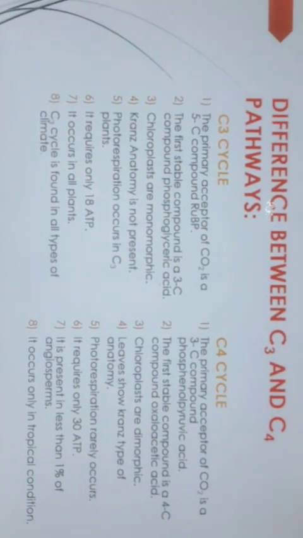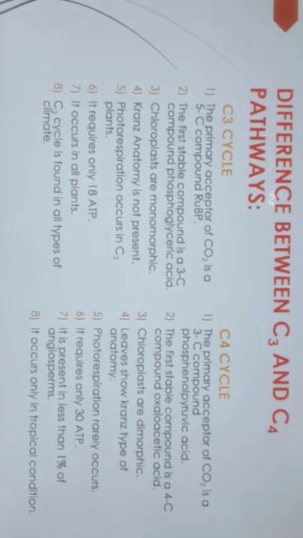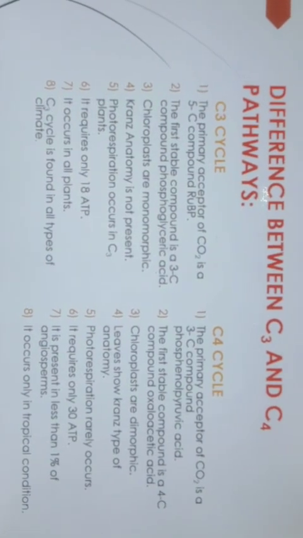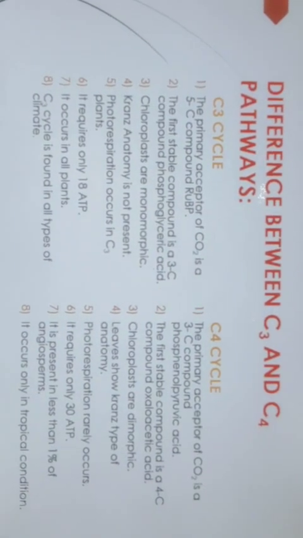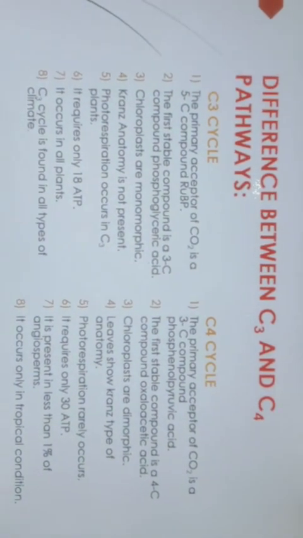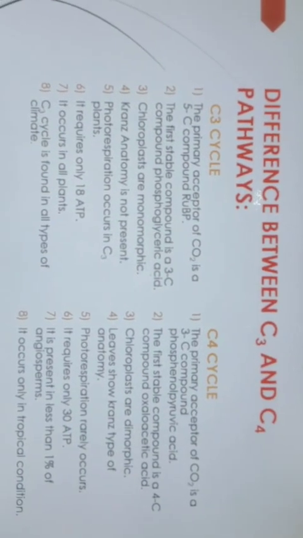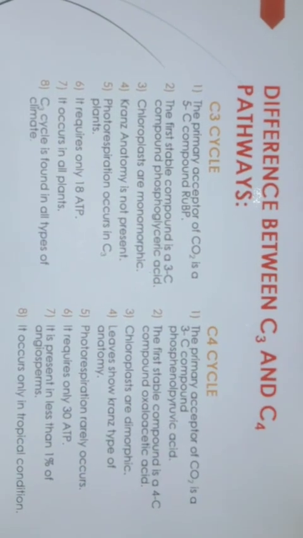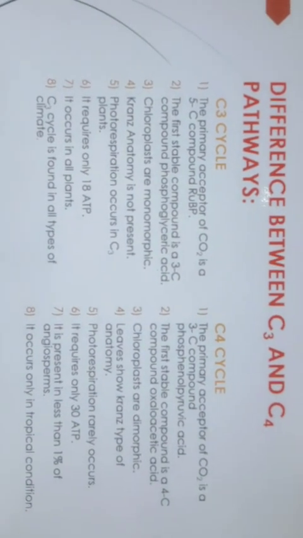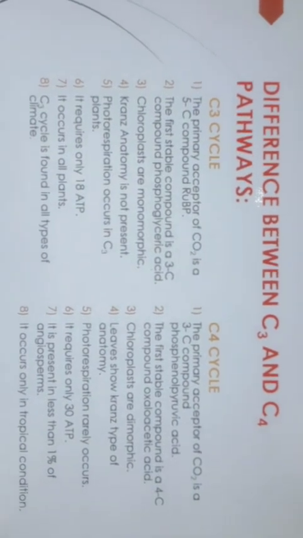Now again a question arises. What is the basis for designating C3 and C4 pathways of photosynthesis? The number of carbon atoms in the first stable product is the basis for designating C3 and C4 pathways of photosynthesis. And moreover, the C3 cycle is less efficient in utilizing atmospheric carbon dioxide, whereas the C4 cycle is more efficient in utilizing atmospheric carbon dioxide.